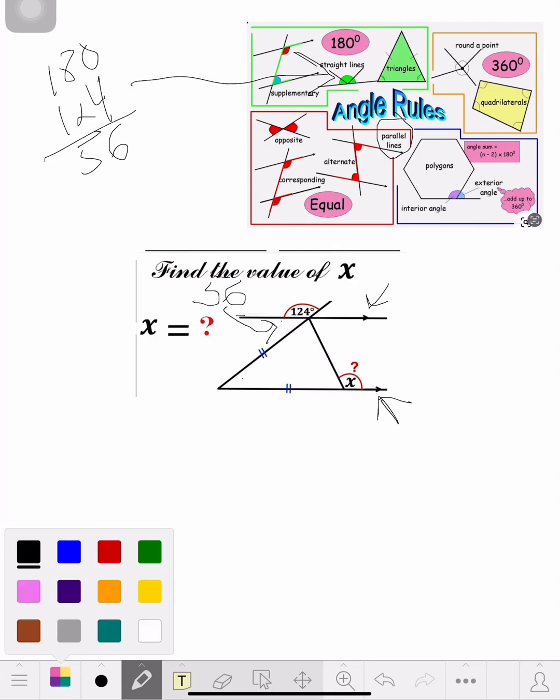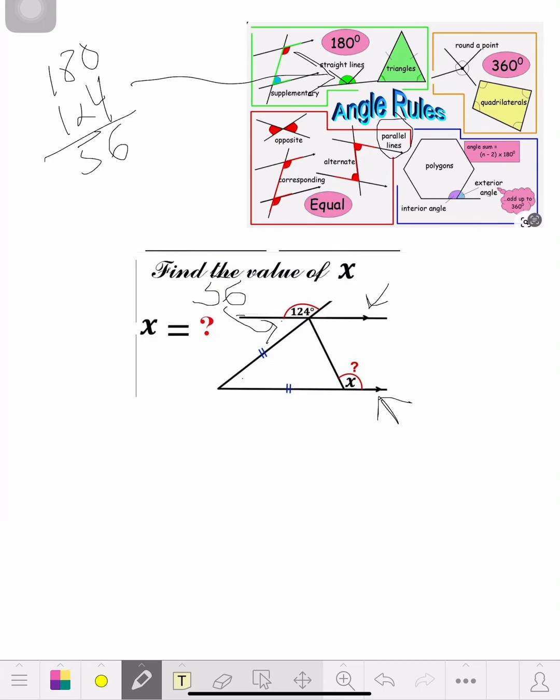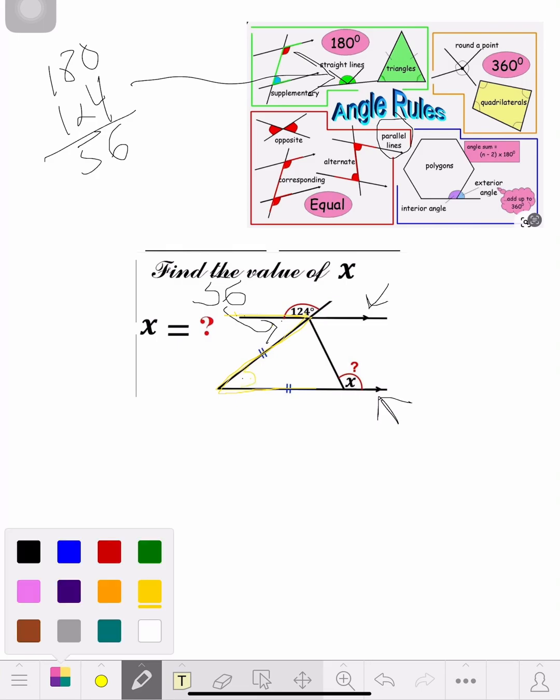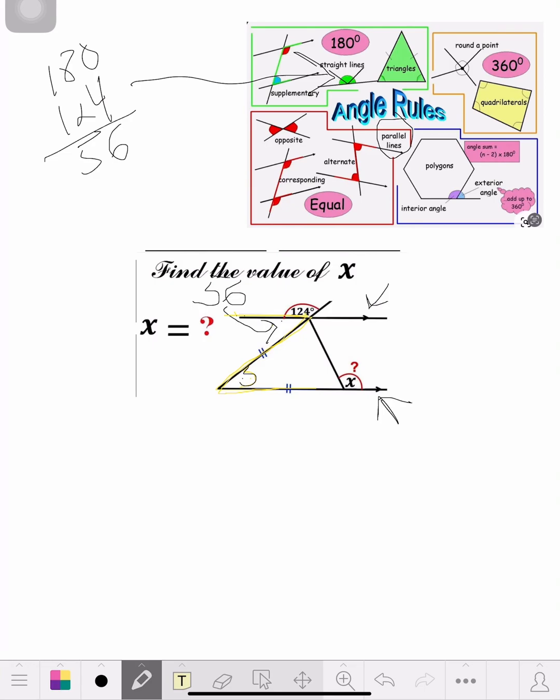Let me just change this to yellow for you. I just want to trace this for you. It makes a Z. So you look for this Z thing. See, that's a Z. On that Z, this inside one and this inside one are the same. So that means this is 56 degrees too. Let's turn it back to black. So this is 56 degrees.